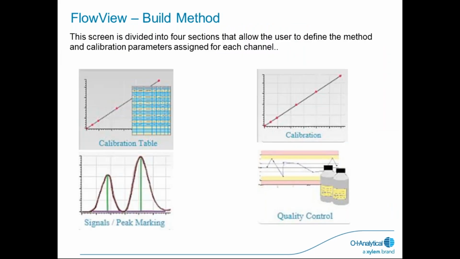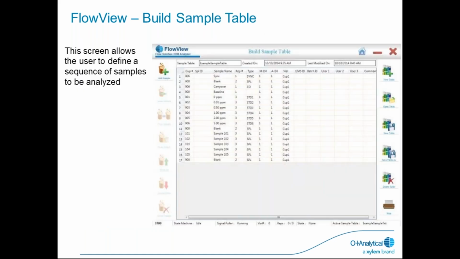Here we have the build method. That screen is divided into 4 sections that allow the user to define the method and calibration parameters assigned for each channel: calibration table, the calibration, your signals, peak marking, and quality control. Next, what you would do is you'd build your sample table. This screen allows you to define a sequence of samples to be analyzed.